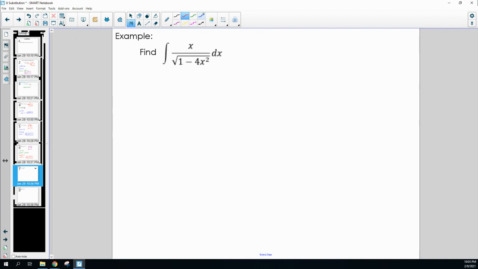Okay, so let's look at this one. This one kind of looks a little bit different. Remember that we can rewrite things to help us out a little bit. So what I'm going to do is rewrite this as 1 over the square root of 1 minus 4x squared times x dx. If I multiply this together, I'm going to end up with the same thing. I'm just splitting it up a little bit to make it easier to visualize.